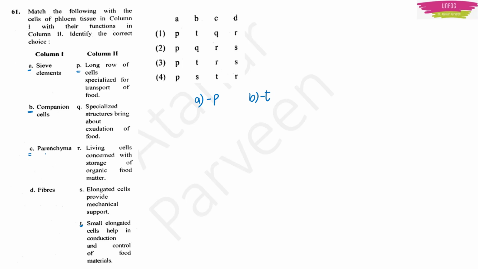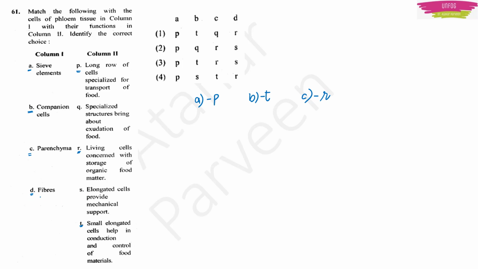Now C, parenchyma. Parenchyma cells form the bulk of the plant ground tissues, meaning the majority of the cells present in the plant are parenchyma cells. These are living cells and they perform functions like photosynthesis, storage and transport, and the function matching our definition from column 2 is option number R. So for parenchyma cells, the option is R.